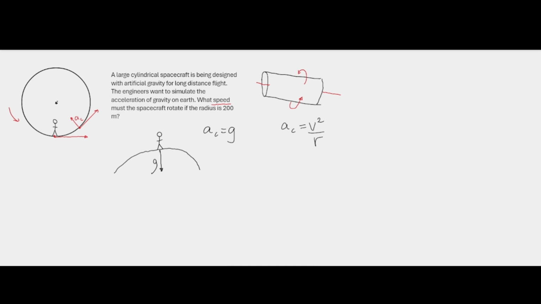And we can also label this little distance here, so this distance from the center to the edge of the circle is a radius of 200 meters. So that's useful information that we'll need. So if we're solving for velocity, then I'm going to first rearrange this equation for velocity. So I'm going to multiply both sides of this equation by r, and we have AC times r is equal to v squared.